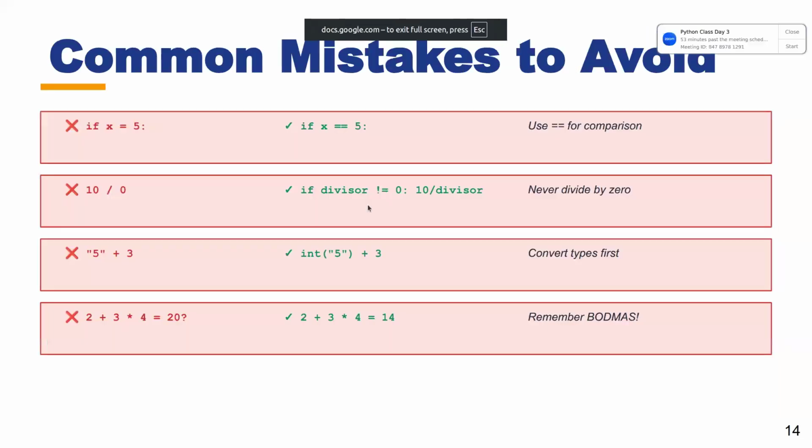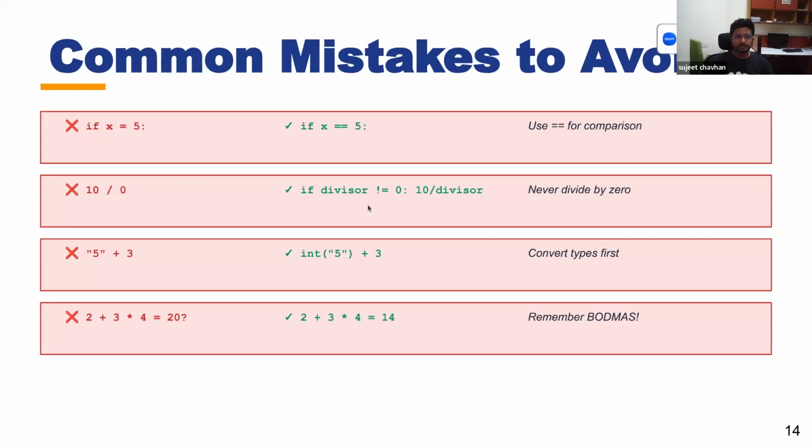So there are some common mistakes which we need to avoid. This we discussed previously also. If x equal to 5, do not write if x equal to 5. Write x double equal to 5. Use double equal to for comparison. Don't write divide by 0. Even if you are writing some big program and there is a chance that the second operand will be 0, just check it beforehand. Program will crash. So this is the divide by 0 error.